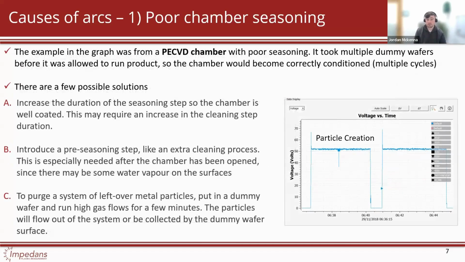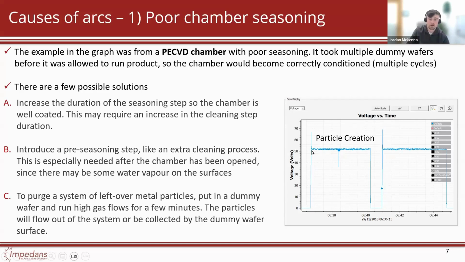An example of this is a plasma-enhanced chemical vapor deposition chamber with poor seasoning. They took multiple dummy wafers before it was allowed to run product, running the chamber until it became correctly conditioned.